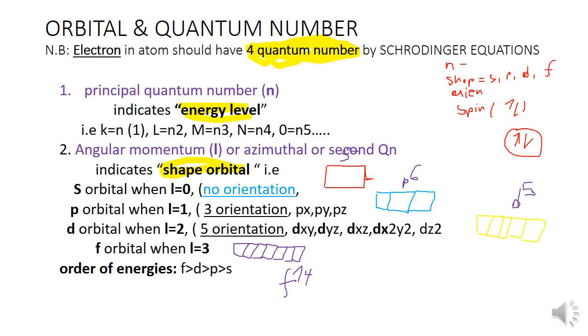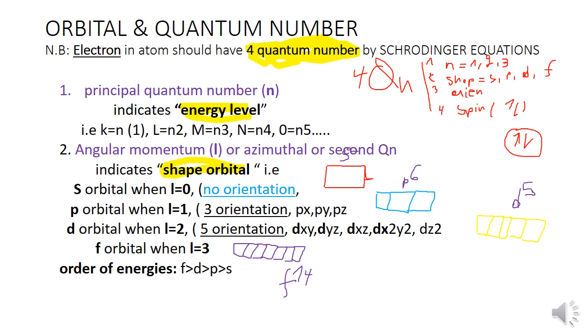Here for energy levels we have energy levels 1, 2, 3, 4. These are the quantum numbers. An electron in an atom should have these 4 quantum numbers. We are going to go into detail.